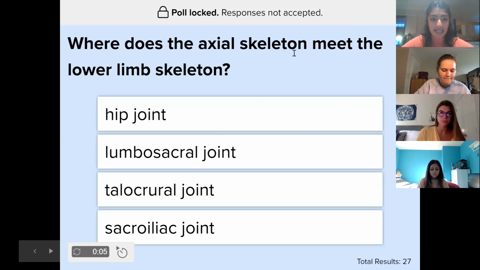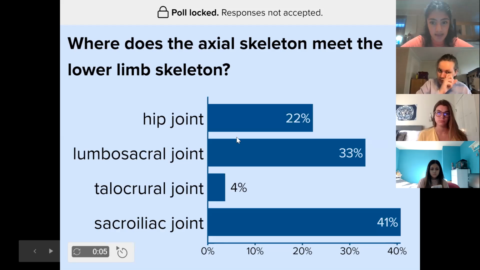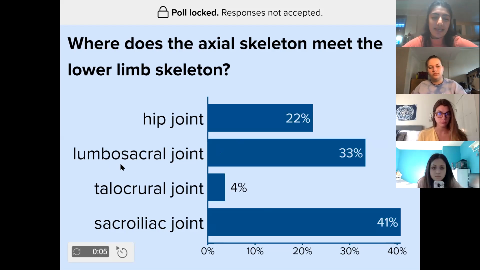Alrighty, so where does the axial skeleton meet the lower limb skeleton? Let's see what we thought. So we have kind of a division right here between the lumbosacral joint and the sacroiliac joint. So can someone who wrote lumbosacral joint explain why you justified that answer?